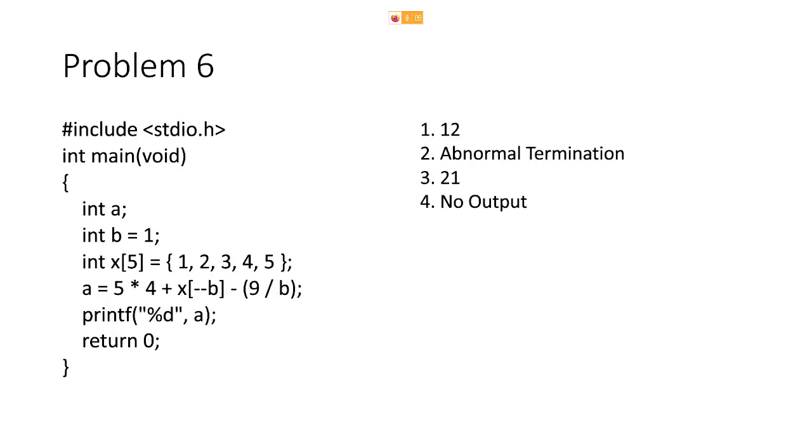Okay, moving on to the next one. Here we have this program which has integer a, integer b equal 1. We have an array x of 5 integers, 1, 2, 3, 4, 5. We are computing the value of a using this expression 5 times 4 plus x[--b] minus 9 divided by b. Then printf the value of a. So you have to tell, these are your 4 options, what will be the output.